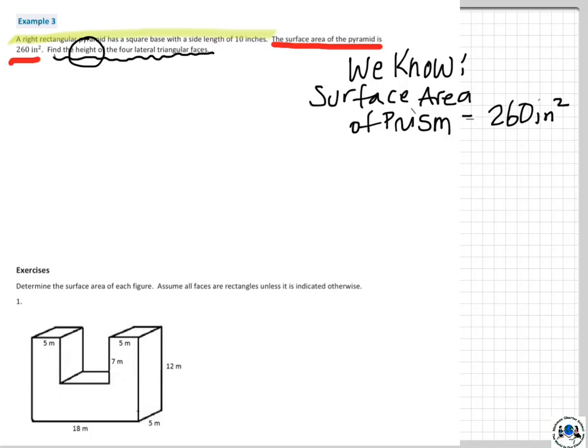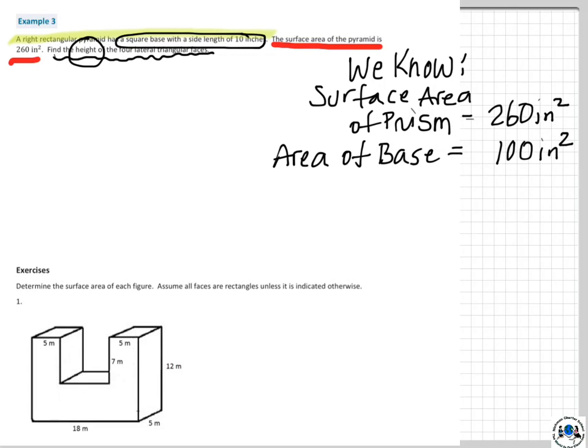We've been given that this square-based prism is 260 square inches. We also know the area of the base. They haven't given it to us, but they've given us a very important piece of information, because they've told us that the square base has a side length of 10 inches. Therefore it's square, they're all the same. Therefore, the area of the base is going to be 10 times 10, which is 100 square inches.